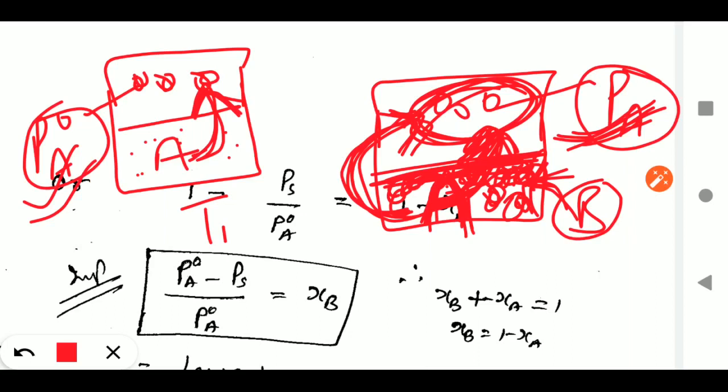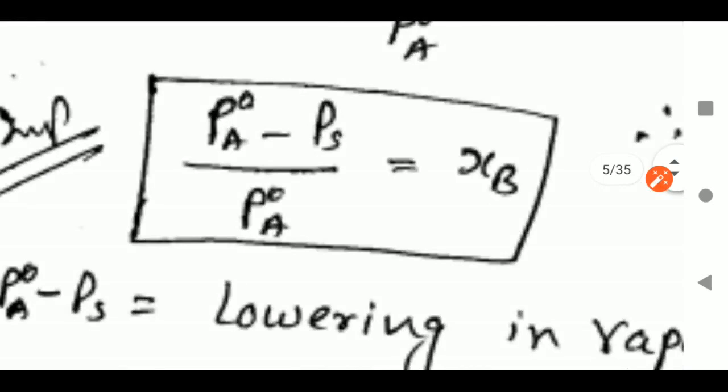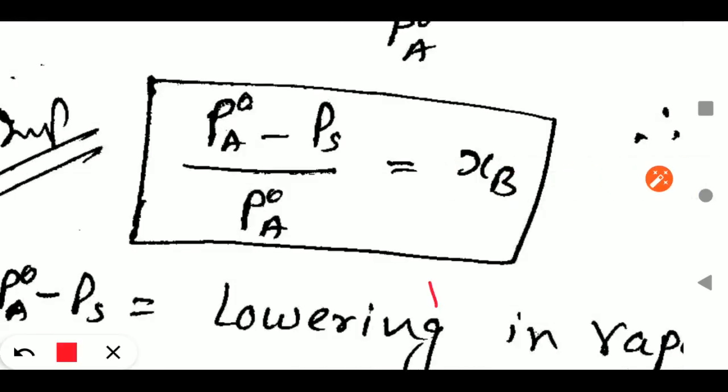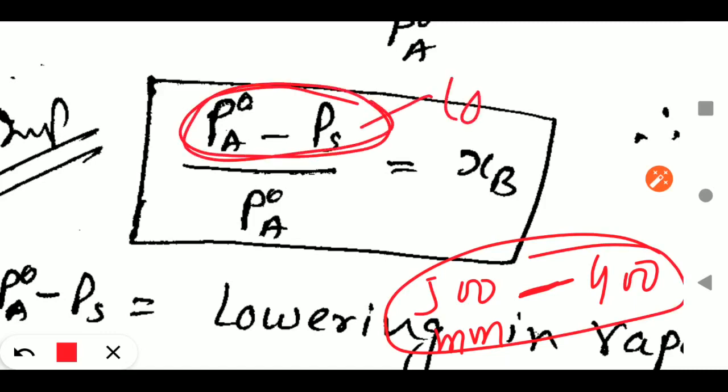So see the difference: P naught A minus PA, or P naught A minus PS, is known as lowering in vapor pressure. Okay, what is this? This is lowering in vapor pressure. For example, in pure state the vapor pressure is 500 mm, but you added some non-volatile solute, so the vapor pressure is now 400 mm. So what is the difference? 100 is the lowering in vapor pressure.